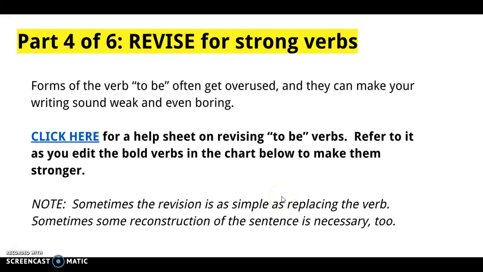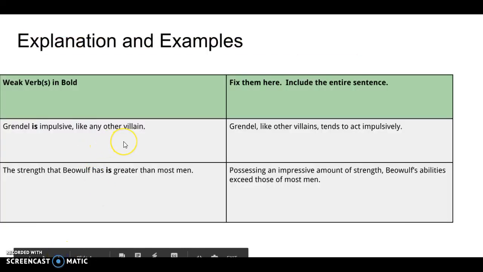How to revise for strong verbs. So, forms of the verb to be often get overused and it makes your writing sound weak and even boring. So, what you're going to do for this activity is you're going to revise the sentences to avoid using that verb to be. So, for example, Grendel is impulsive like any other villain.